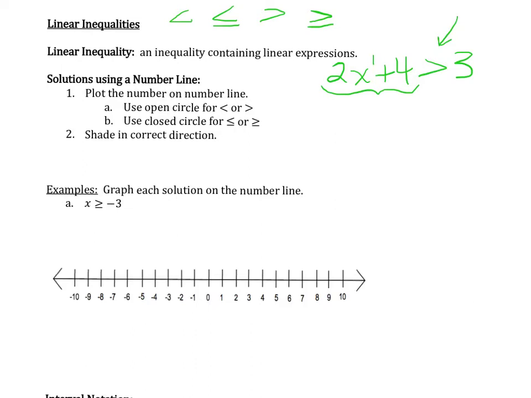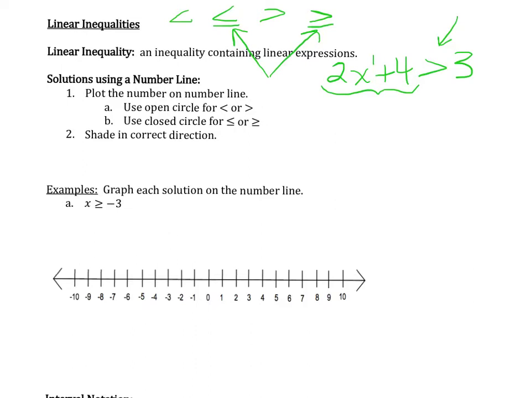When I plot my solutions on a number line, this is what I'm going to do. I'm going to draw a number line if one is not given to me, and I'm going to plot the number on the number line. But I have to be careful when I plot. Notice that some inequalities have the equal sign, as in these two right here, and some of them don't.